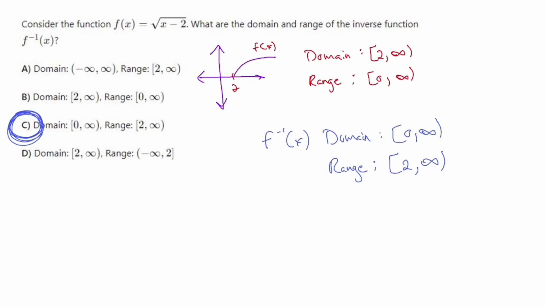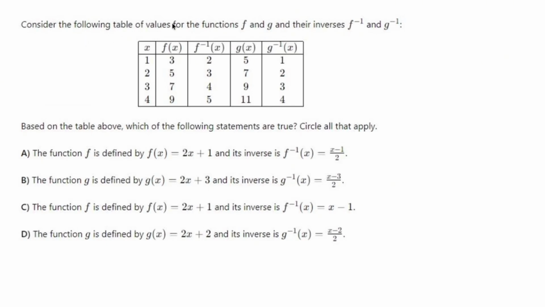Easy peasy. Consider the following table of values for the functions f and g and their inverses f inverse and g inverse. Based on the table above, which of the following statements are true? Select all that apply. So they want us to find out what f of x is, and then as a result find out what their inverses are. So let's see if we can find any patterns for f of x. Now as x goes up by 1, f of x goes up by 2, which means this is linear. So f of x is a linear function that goes up by 2.